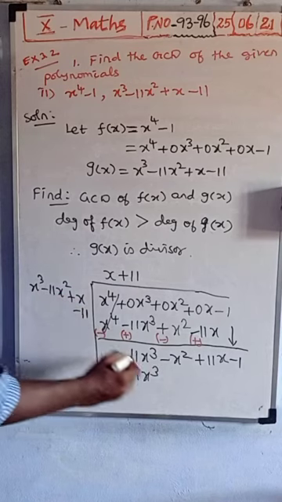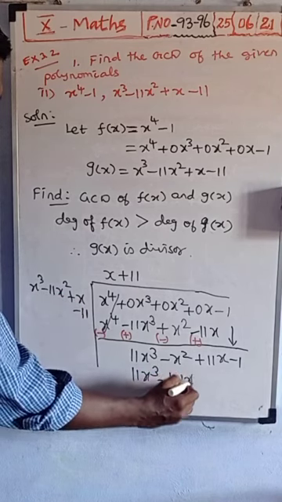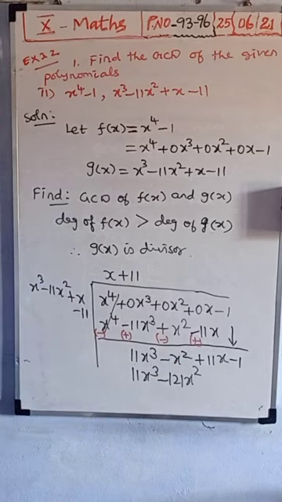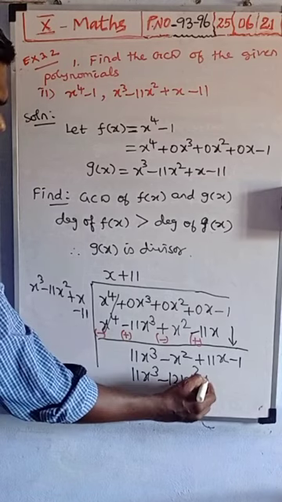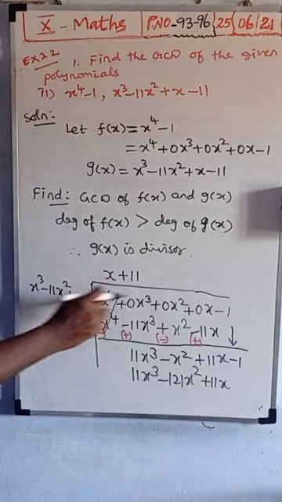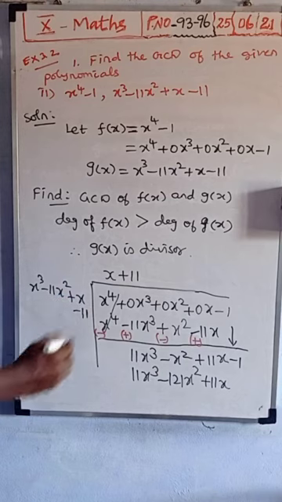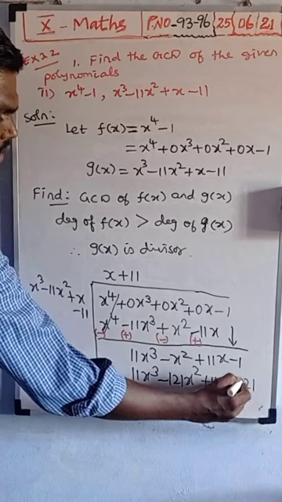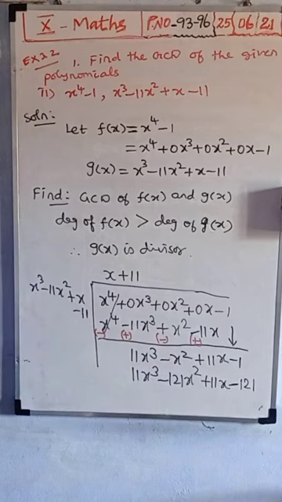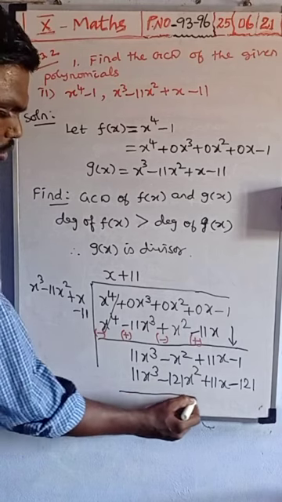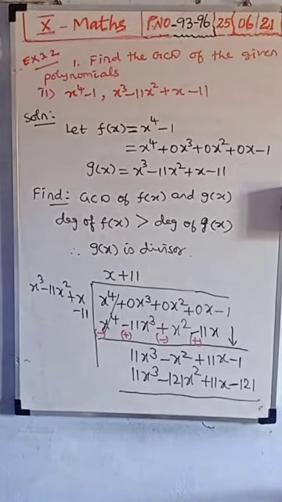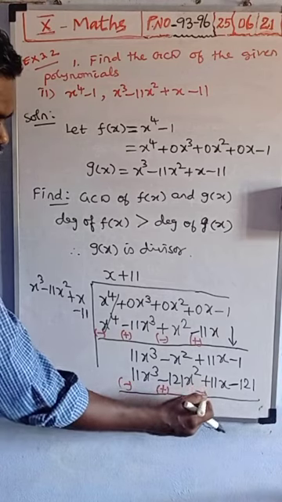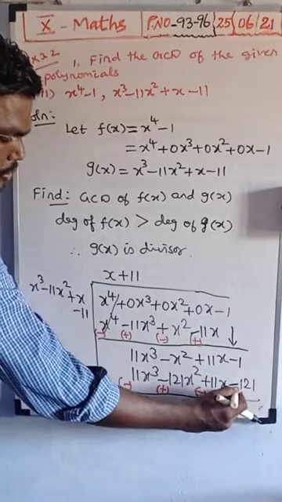Next, plus 11 into minus 11 is minus 121x squared. Plus into minus, 11 elevens are 121x squared. Next, 11 into x is 11x. Next, 11 into minus 11 is minus 121. 11 elevens are 121. Then what we want to do? We want to change the symbol: minus plus, here plus changes into minus, here minus changes into plus.